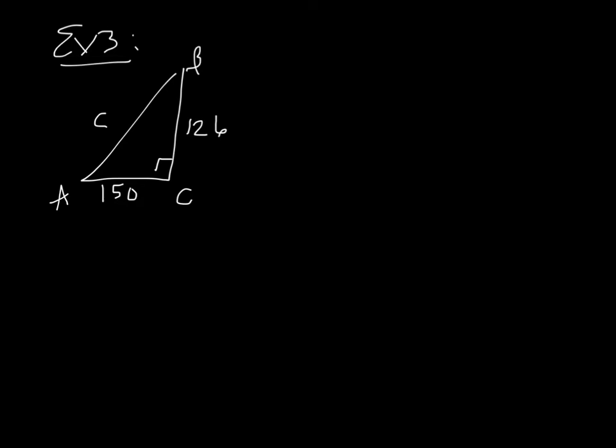So in example 3, this is really just a continuation of example 2. Notice we already had the base, 150 centimeters, which was the base of the triangle, and we used the tangent function in order to find the height of the triangle, which is our 126. So again, this is from example 2. And example 3 is just saying, now let's find what C is.